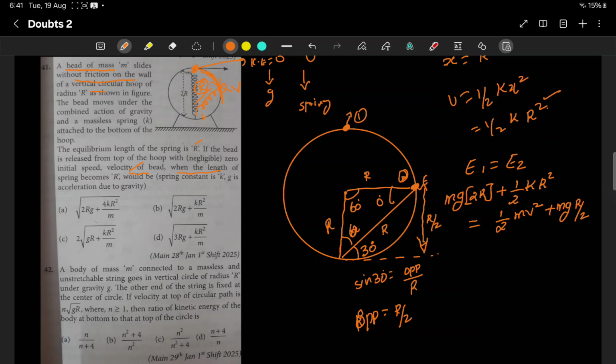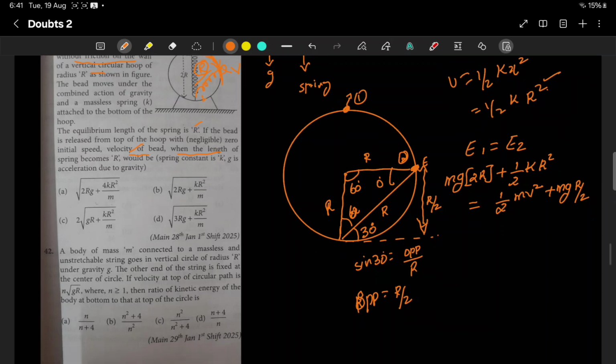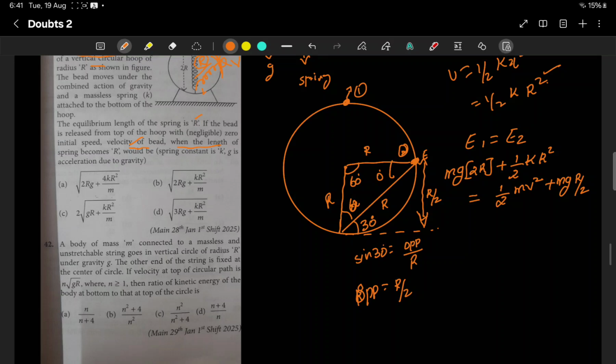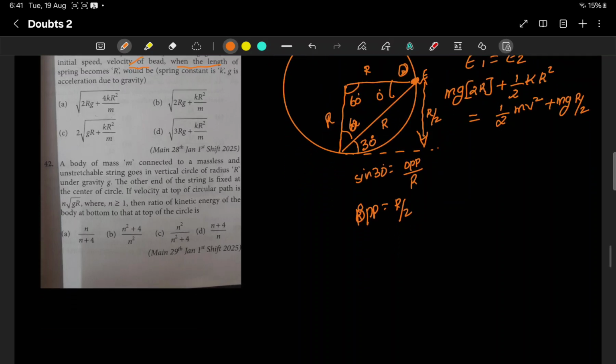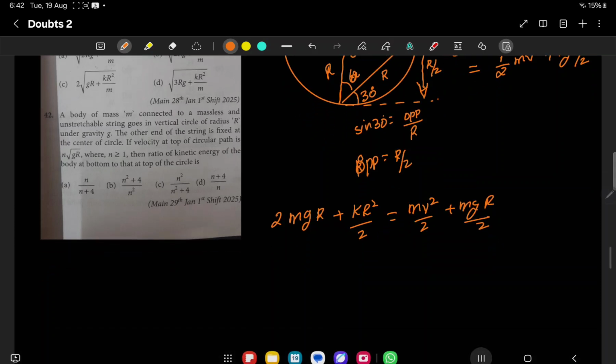So this is the equation we are getting. Now we have to solve this equation and get the answer. First we can write this equation again: 2mgr plus kr squared by 2 is equal to mv squared by 2 plus mgr by 2. Here we can cancel all these 2s. Here we can make this 2 as 4. Now I have to find v. We can bring this mgr to the left hand side.